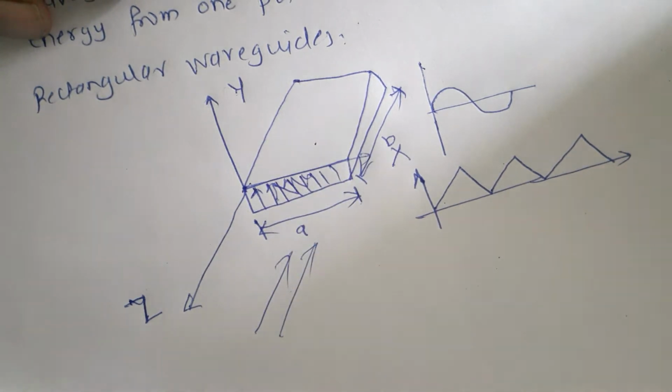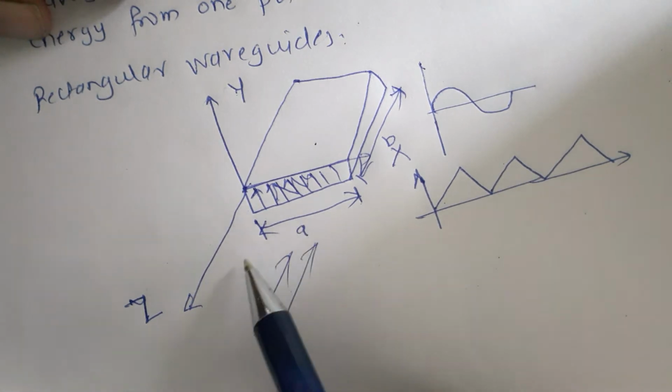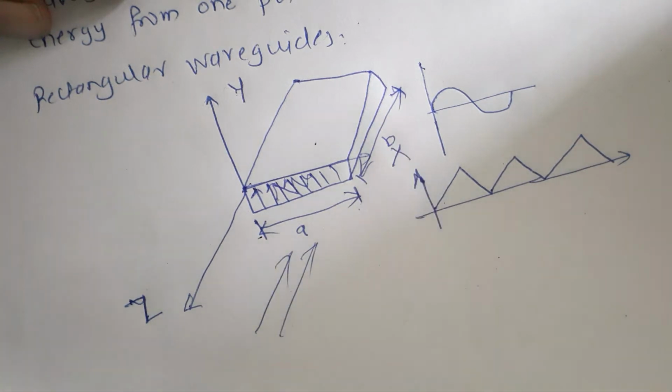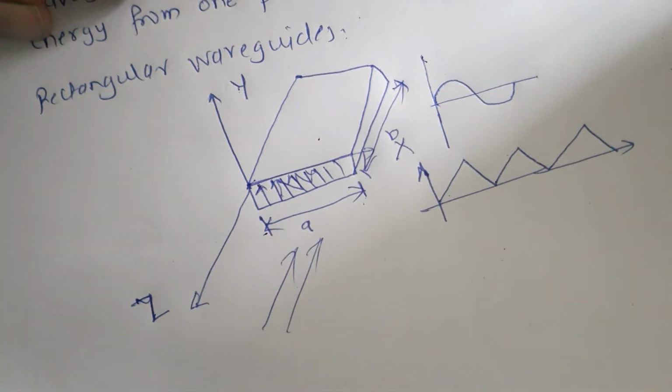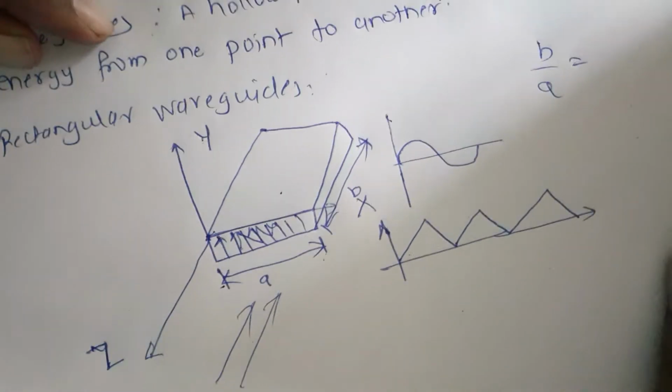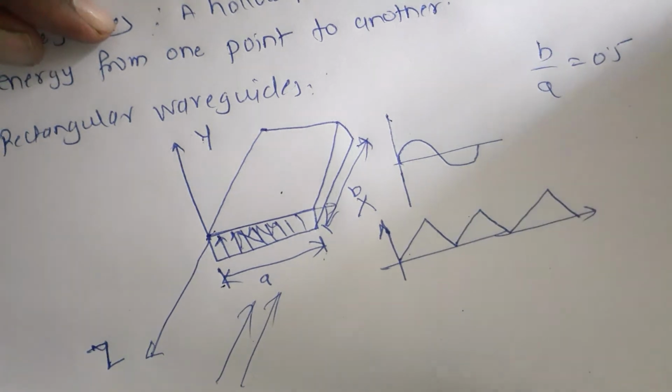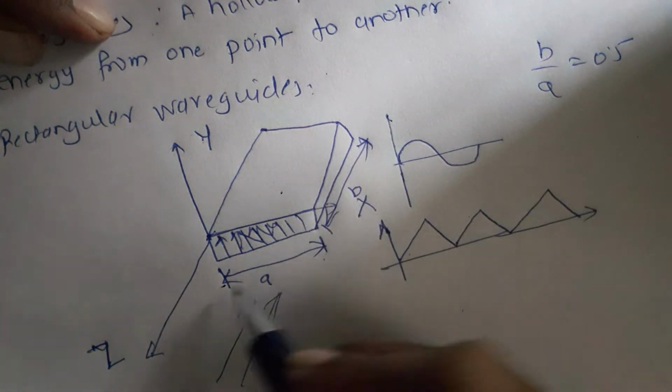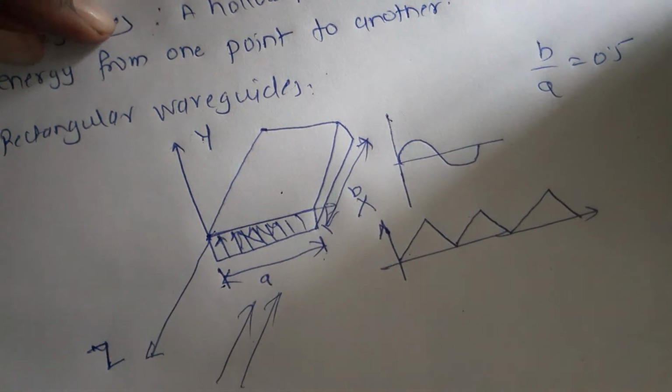So rectangular waveguides must be used for the transmission of electromagnetic waves also, and it has a cross sectional area having A and B, both sizes are there. So the ratio of B by A is 0.5, meaning the height B is half that of A.